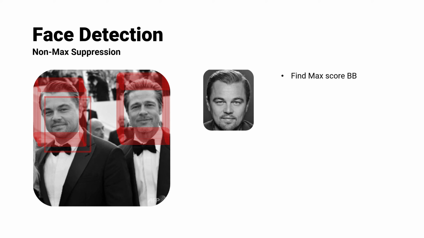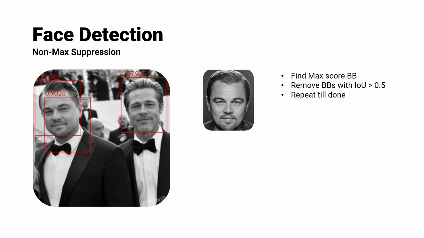So let's find the maximum score bounding box, right? And then let's remove the bounding boxes which have an intersection over union, or commonality, greater than 50%. You keep repeating this for the next highest bounding box score and so on and so forth. And with this, you should in theory be left with only two bounding boxes. We only have two faces here, but because no algorithm is perfect, we will actually be left with three bounding boxes. And the number on the top of the bounding boxes tells you the overall confidence.